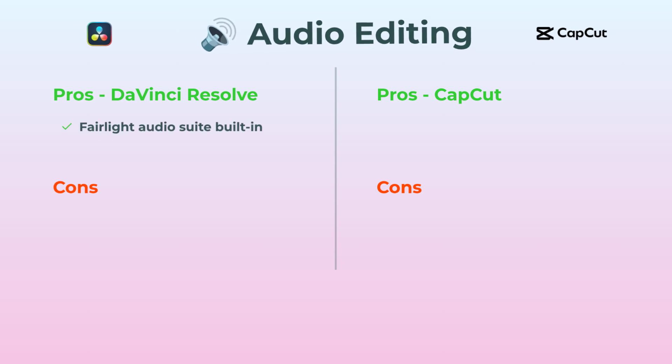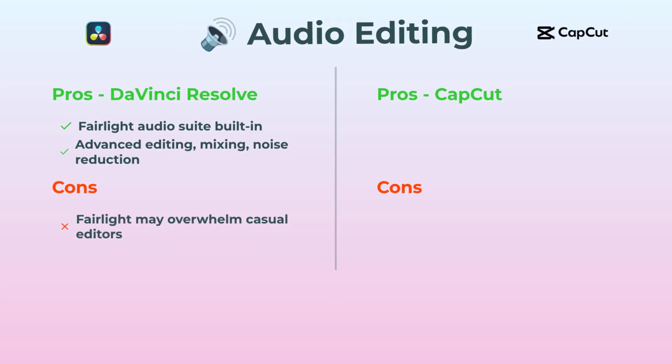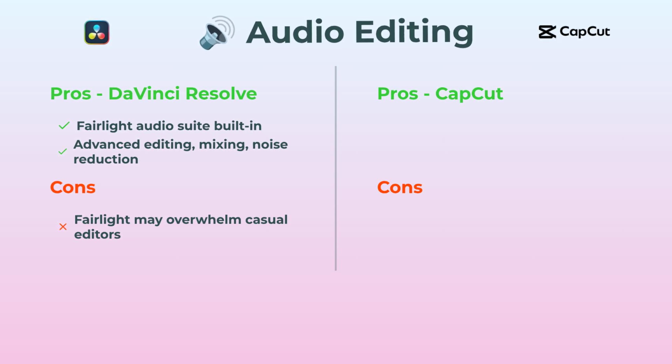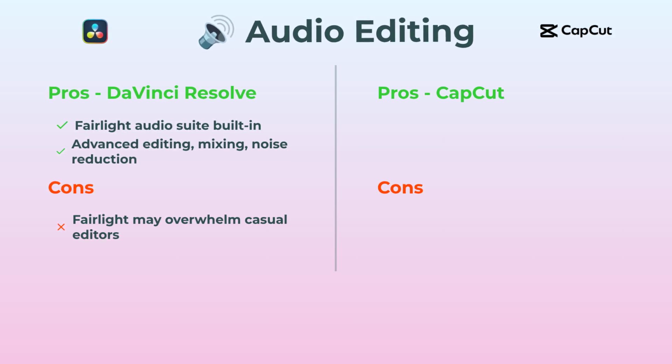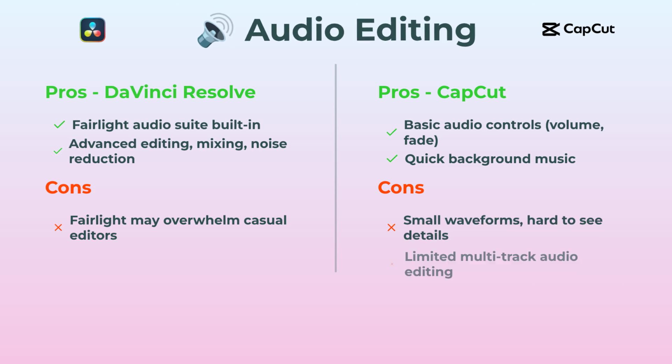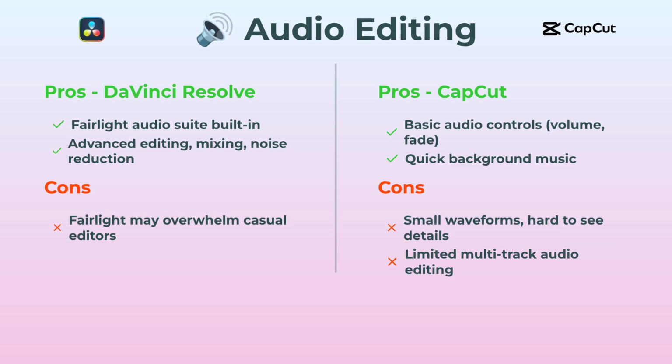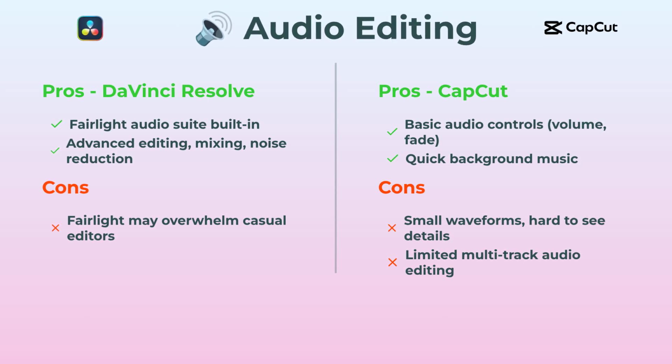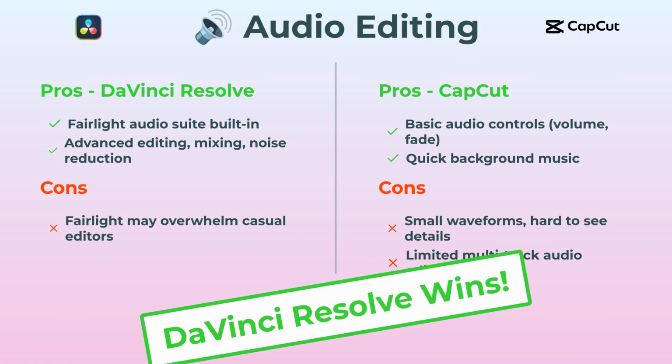Audio editing time. DaVinci Resolve has the Fairlight audio suite right inside. Advanced mixing, noise reduction. It's way more than just cutting tracks. But yeah, if you're brand new, Fairlight can be overwhelming. CapCut keeps it super simple. Just volume and fade, drop in music, you're done. But the audio waveforms are tiny, it's hard to see details, and multi-track editing is a no-go. So DaVinci Resolve gets the win for audio, hands down.